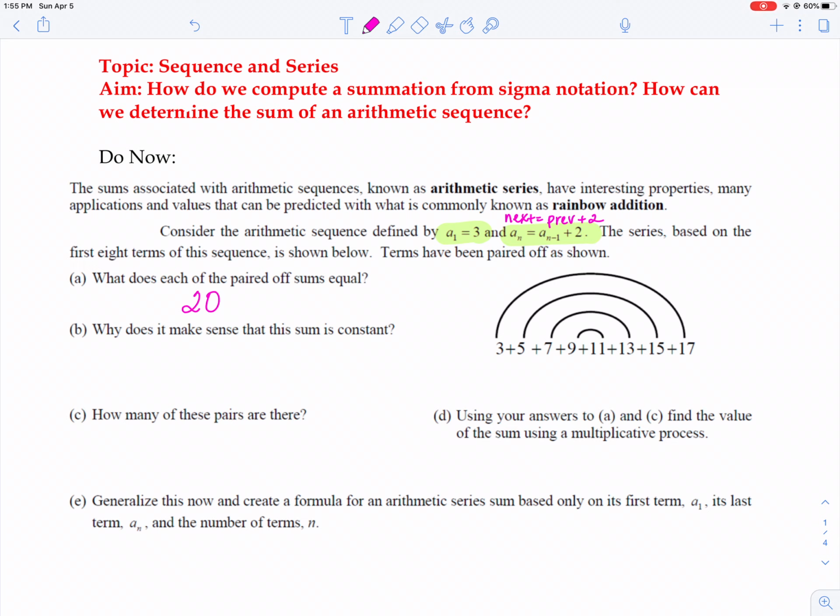Next question. Why does it make sense that this sum is constant? Well, because your sequence is constant. I would just say that 2 is being added from each pair.